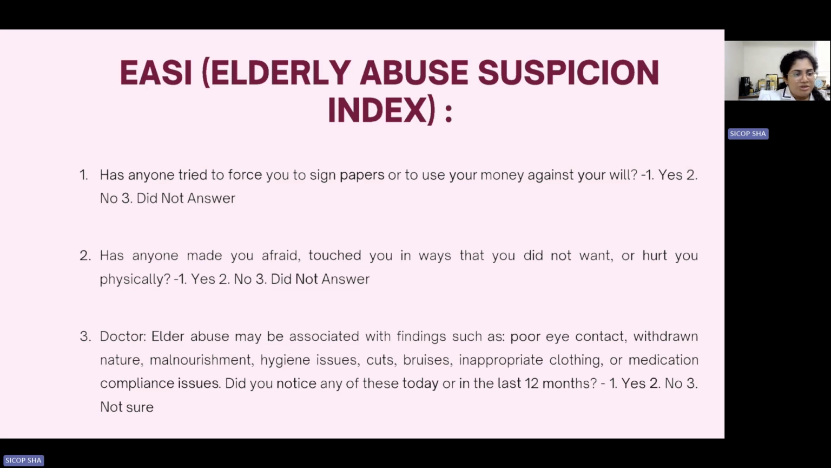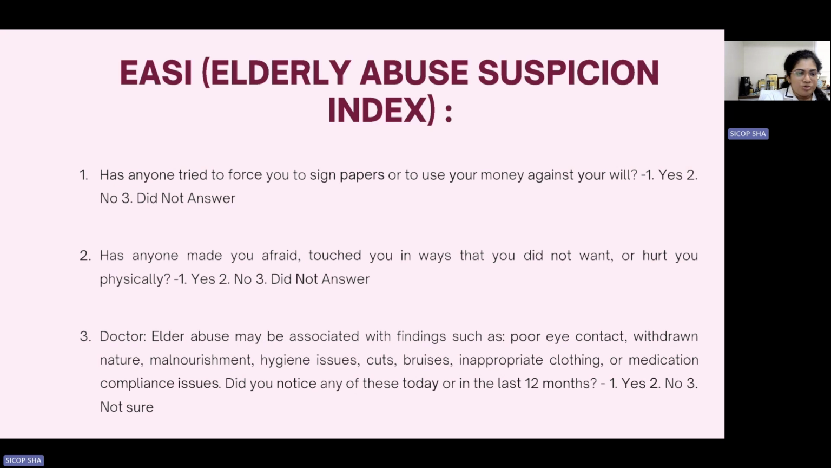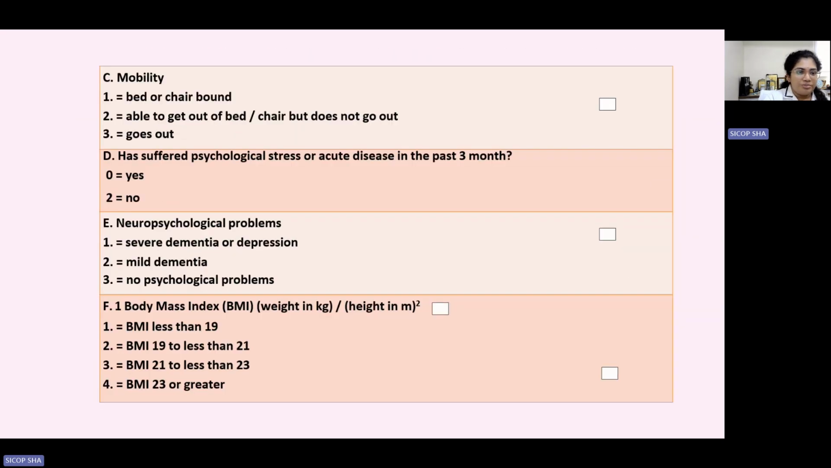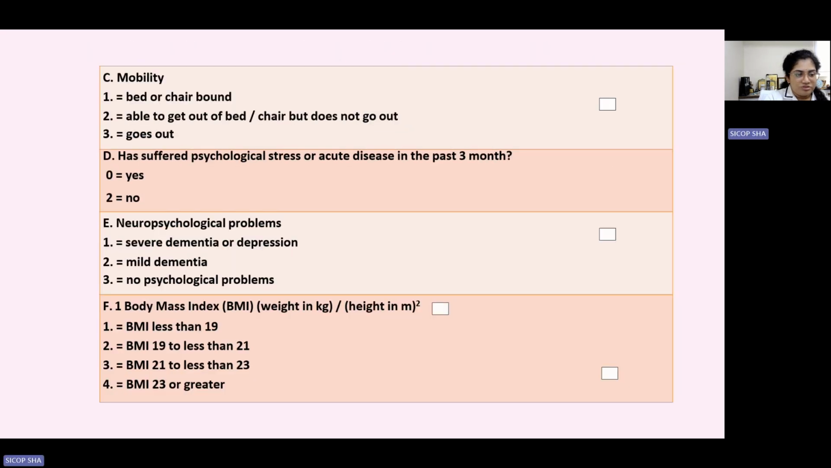Doctor, elder abuse may be associated with findings such as poor eye contact, withdrawn nature, malnourishment, hygiene issues, cuts, bruises, inappropriate clothing, or medication compliance issues. Did you notice any of this today, or at least in the last 12 months? Yes, no, or not sure. So this was the questionnaire of elderly abuse, and this is about the comprehensive geriatric assessment: what things we have to look for.